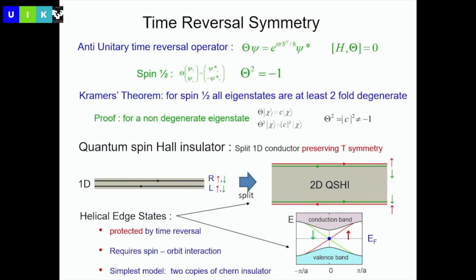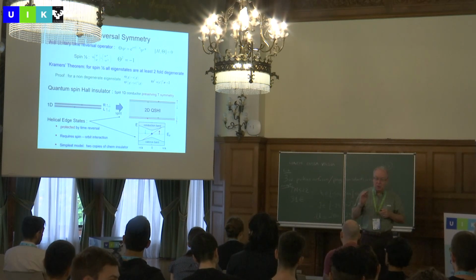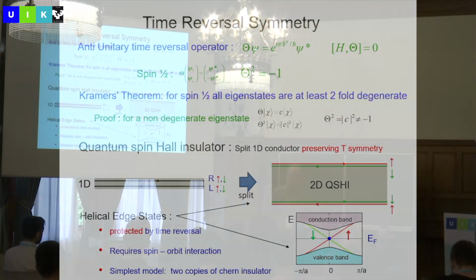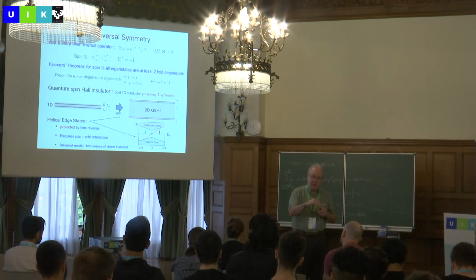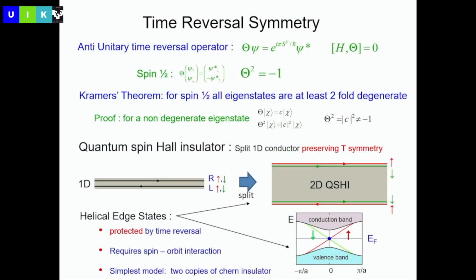Okay, this minus sign seems like a pretty simple thing, but it has a very deep consequence, which is called Kramers' theorem. What Kramers' theorem says is that if you have time reversal symmetry and you have a half integer spin, then every state has to be at least twofold degenerate. So every state has a partner at exactly the same energy. The proof of this is very simple. Let's assume that we had a state that wasn't degenerate, so it's the only state at that energy.